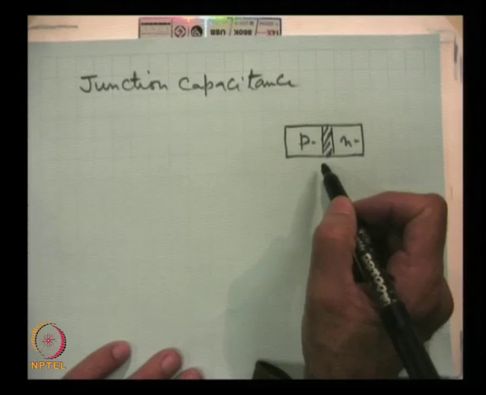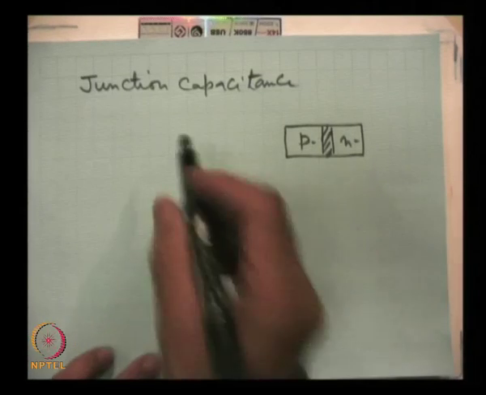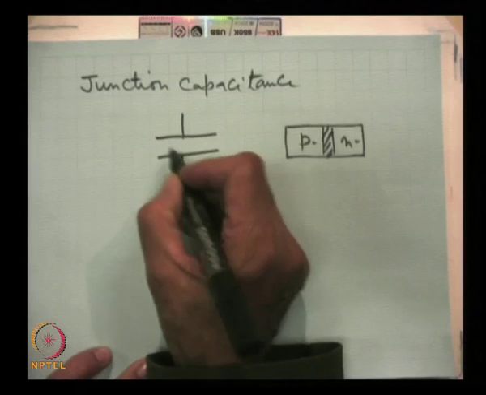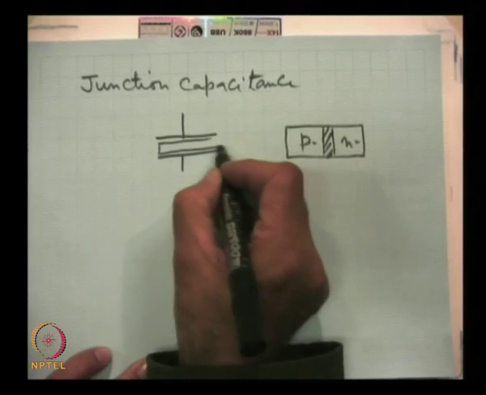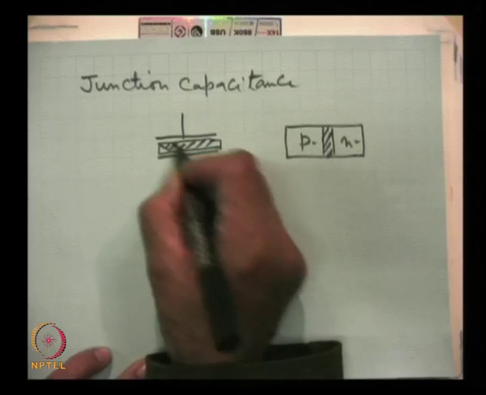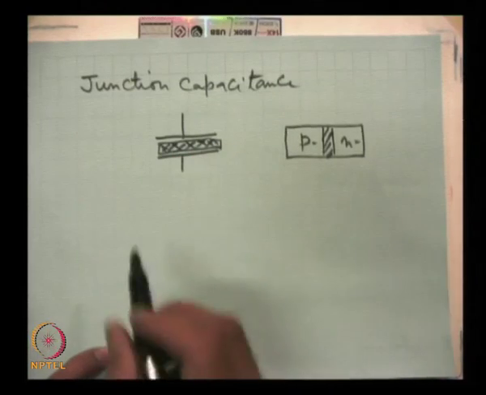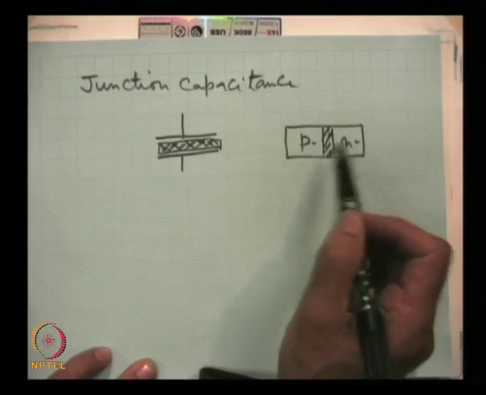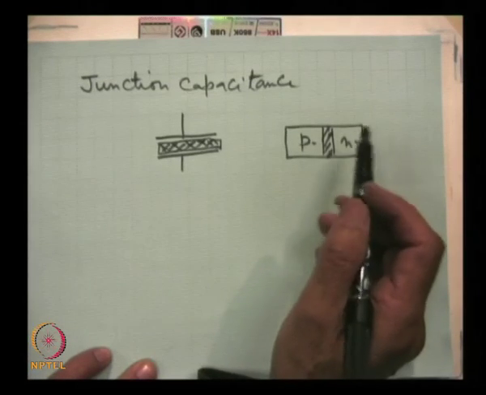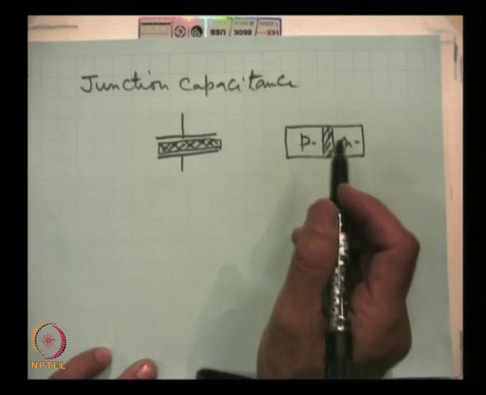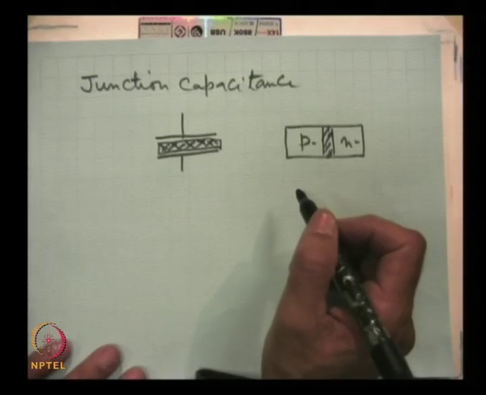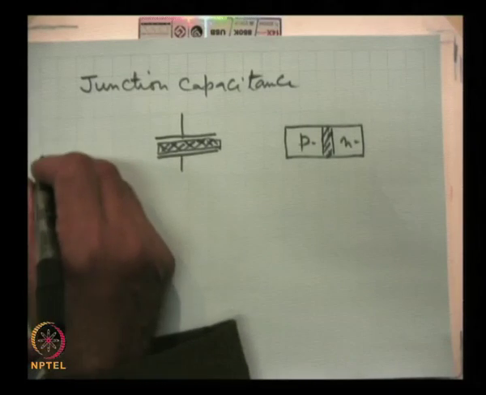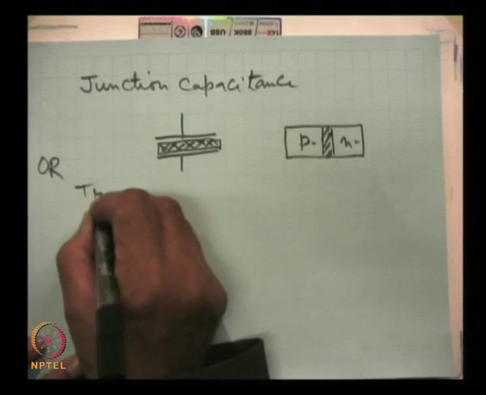So, this is almost like a parallel plate capacitor. What happens in a capacitor? These are two conducting plates separated by a dielectric. A dielectric is a high insulator. So, this is the insulator, this is equivalent to the two conducting sides, and hence the PN junction must have a capacitance, and this capacitance is called junction capacitance or transition capacitance.